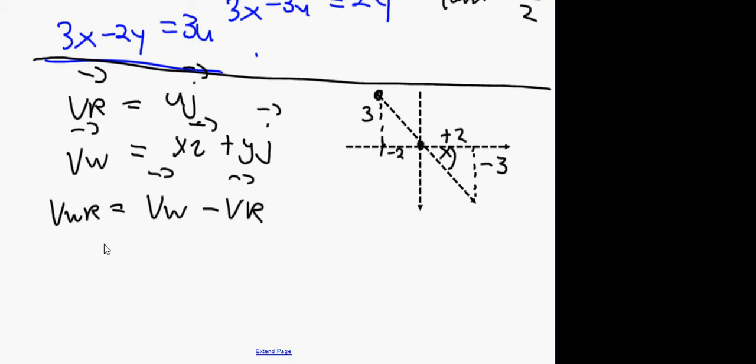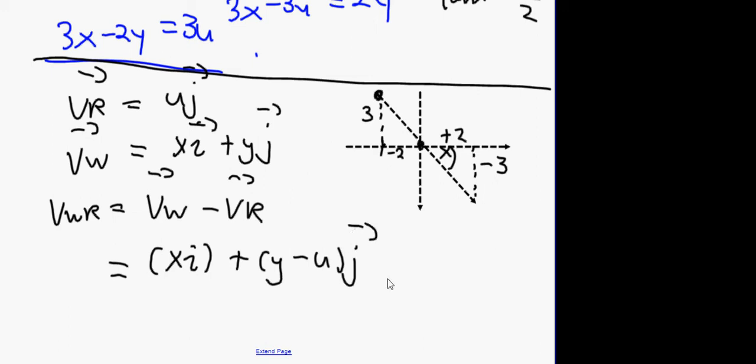VW minus VR is going to be xi, plus y minus uj. Okay, so xi plus y minus uj. Now, what do we know about the y minus u? The y minus u represents a negative number, and the x represents a positive number.